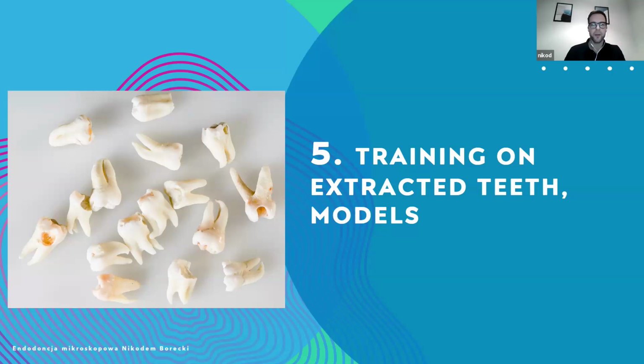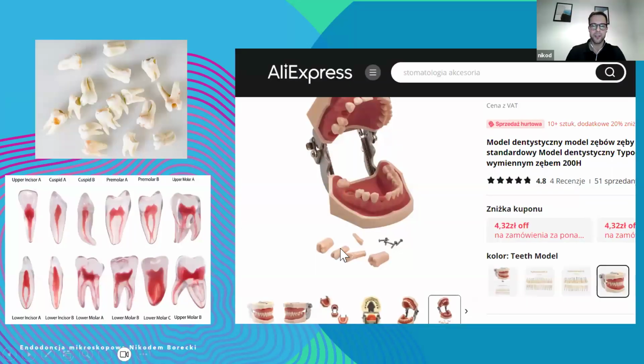The fifth point is training on extracted teeth. I think for young endodontists it is the best way to improve endo skills. You need to find your friend or some dental surgeon who will give you an extracted tooth. You can disinfect them and do training. You can, of course, use models. You can take out the fake tooth and put the real one inside, and you can train. There are so many possibilities nowadays to train.